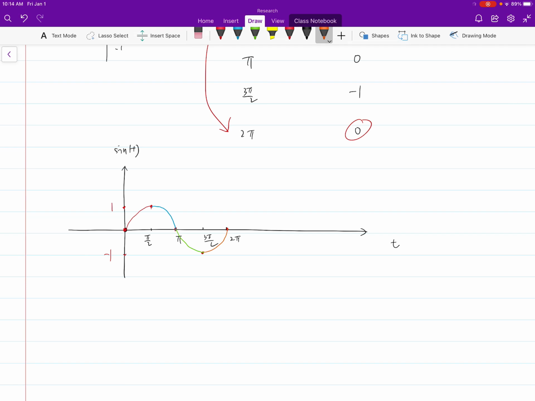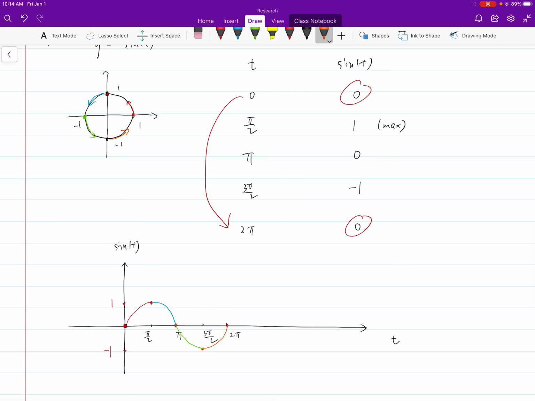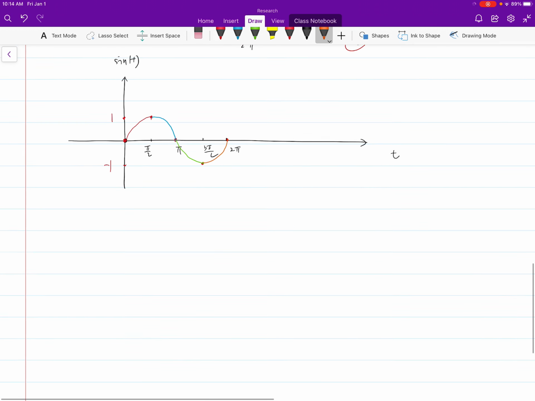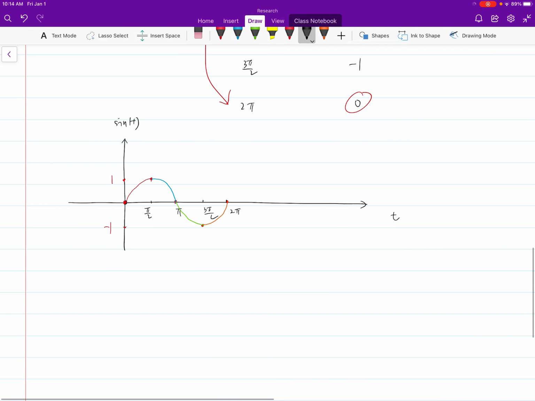I may not be drawing this one exactly accurate, but roughly the trend is like this, right? You have these 5 points. For the first quadrant, you go all the way up, your sine keeps increasing until you reach 1, that's your maximum. Starting from quadrant 2, you're still positive, but you're decreasing until you reach pi, which is 0. You keep decreasing, but you cannot exceed -1, and finally you come back. That's roughly the graph for 0 to 2 pi.